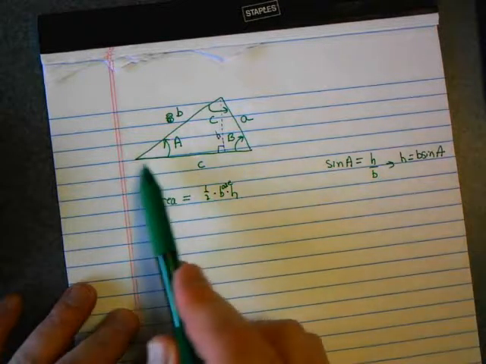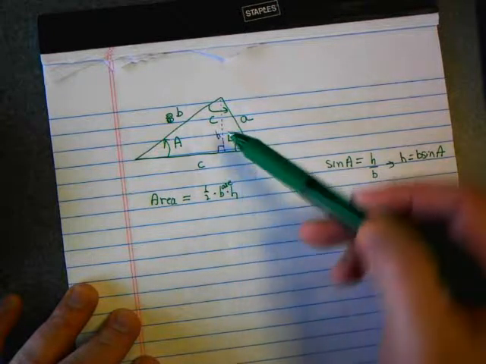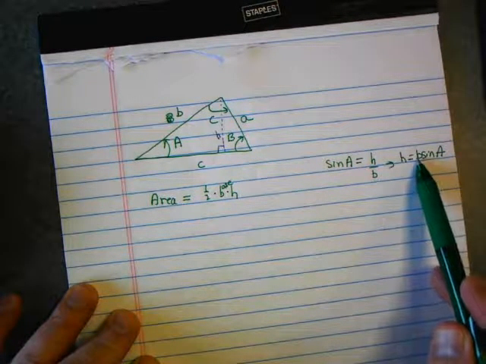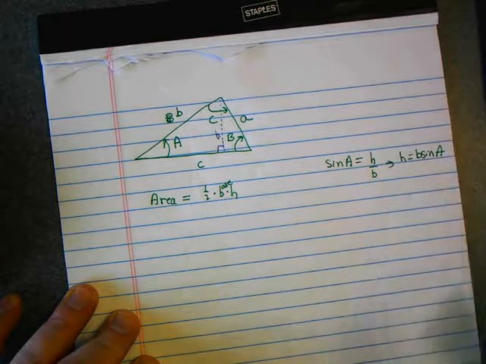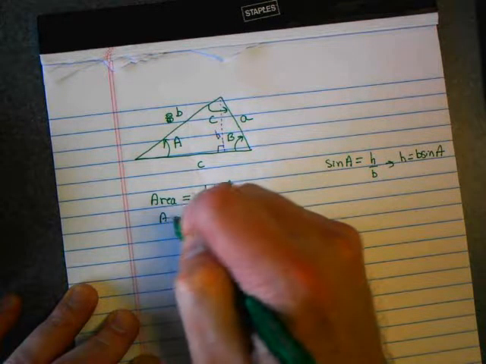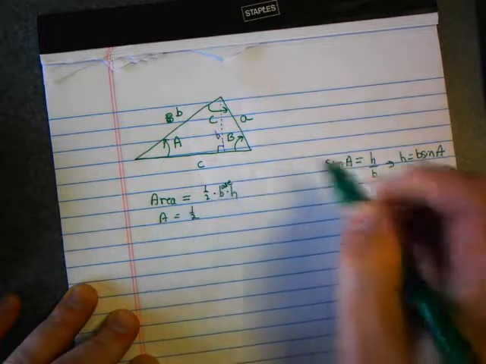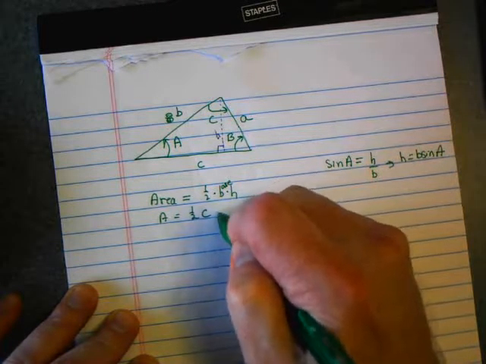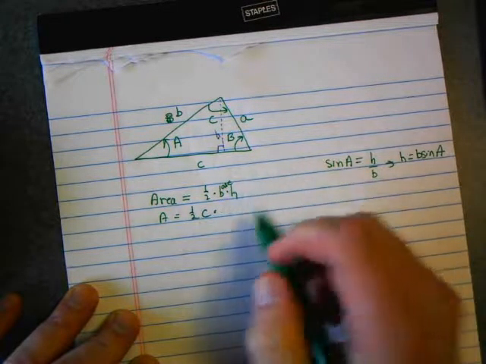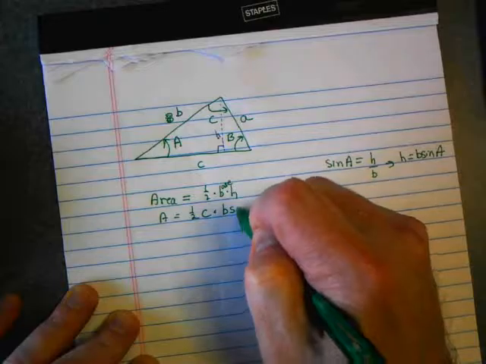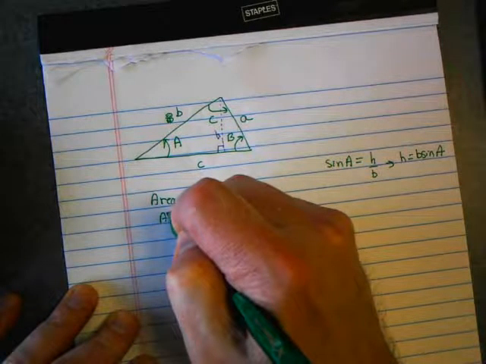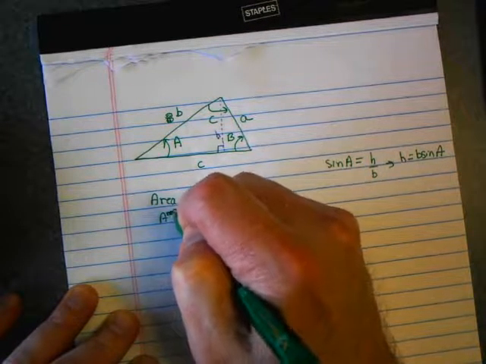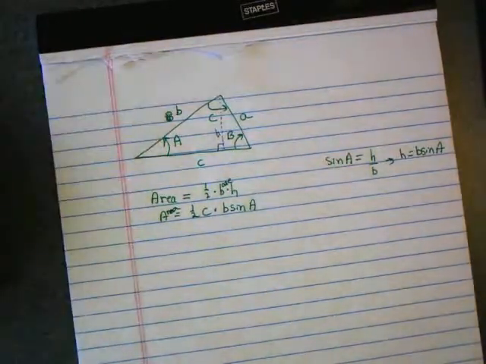The base is C. The height is b sine A. So area turns out to be 1/2 times C, the base, times the height, b sine A. Again, I should write the word area because A is not that A.